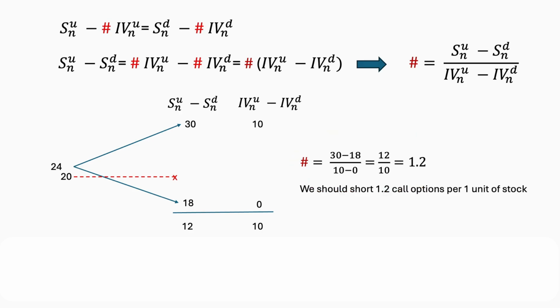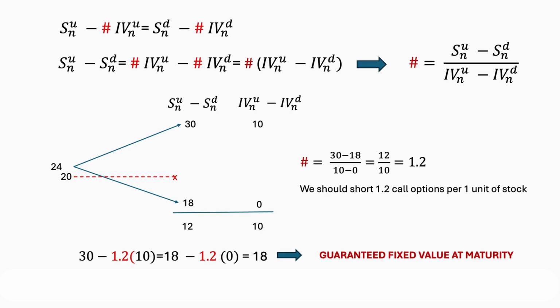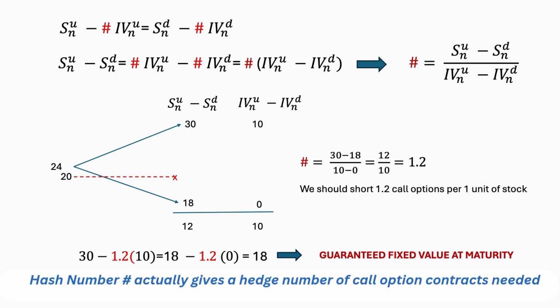This means that per 1 unit of stock that we own, we need to sell 1.2 call options or short 1.2 call options. Now, what's going to be the portfolio value, whether the stock price goes up or down? Well, let's plug in 1.2 in our equation of value, and it turns out that no matter what happens, the ending portfolio value is always 18. So with 1.2 short call options per 1 unit of stock that we own, the portfolio value is 18. So the hash number is actually some sort of hedge number, since it ensures a hedge portfolio fixed or hedged at 18 in the future.